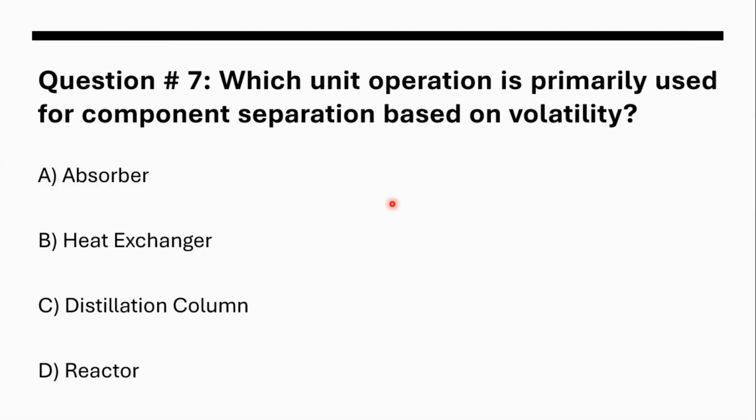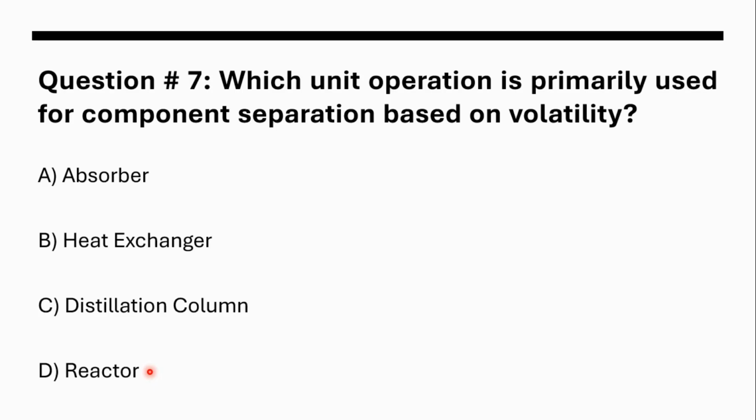Moving to question number 7, which unit operation is primarily used for component separation based on volatility? Even if we do not look at our options, we should be able to answer it. So you can just guess what the answer will be. I will move to the options. Option A is absorber, B heat exchanger, C distillation column, D reactor. By then, hopefully you have guessed the right answer.